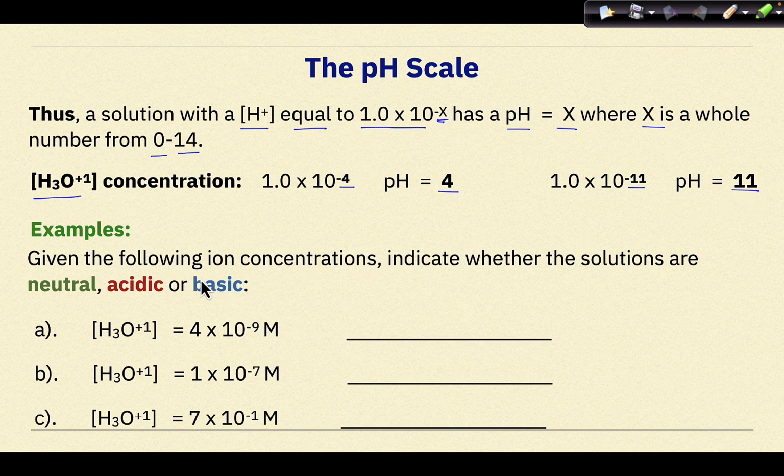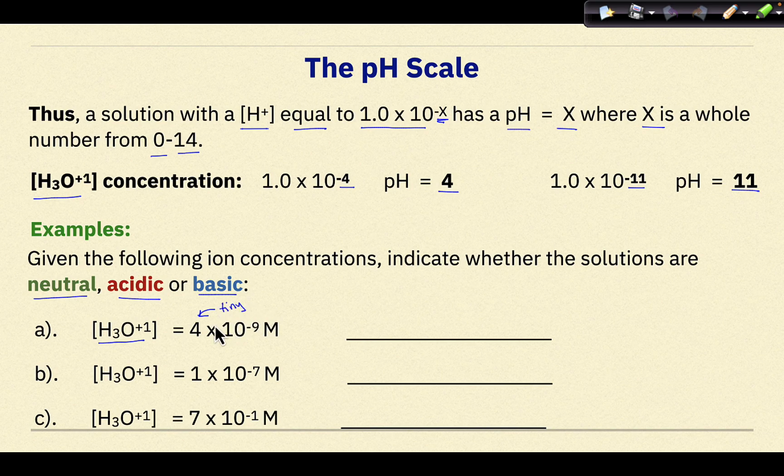Let's look at some examples. Given the following ion concentrations, indicate whether the solutions are neutral, acidic, or basic. So the first one has a hydronium ion concentration of 4 times 10 to the negative 9. The first thing that we have to realize here is that this is a very small number. So this 4 right here is basically tiny.